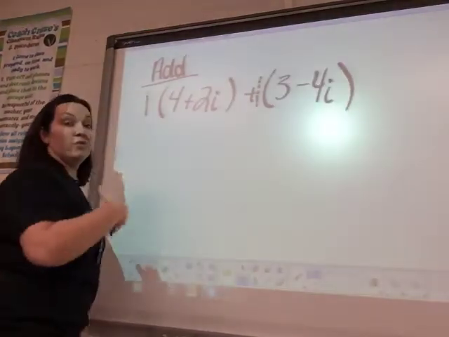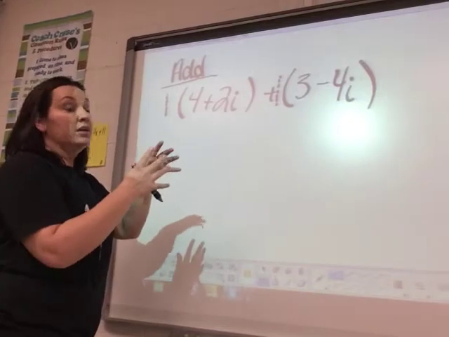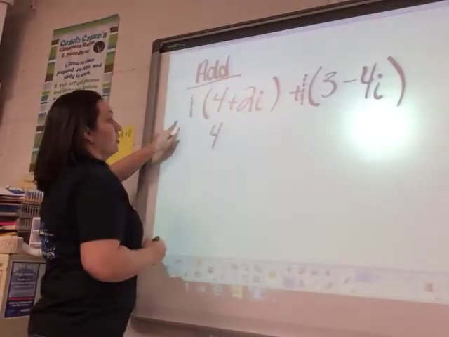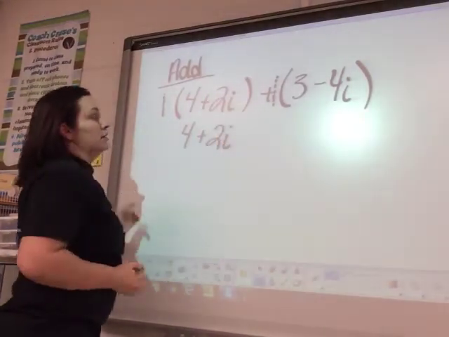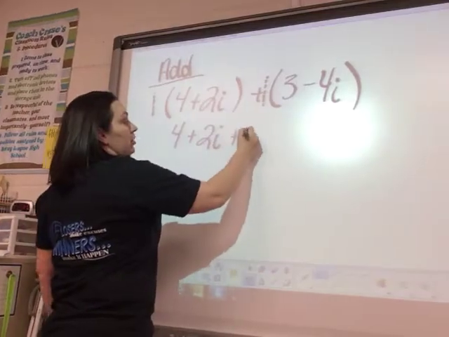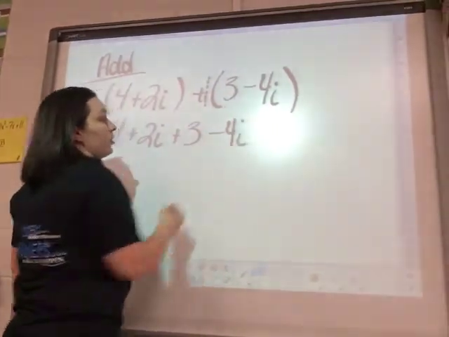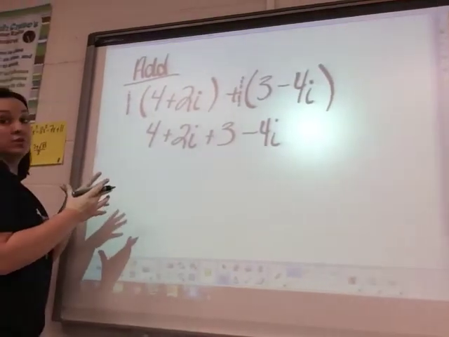So to get rid of these parentheses, we're just going to distribute the 1s. Now we're not FOILing, but we're distributing a 1. So 1 times 4, 4. 1 times 2i, positive 2i. 1 times 3, positive 3. 1 times negative 4i is a negative 4i.